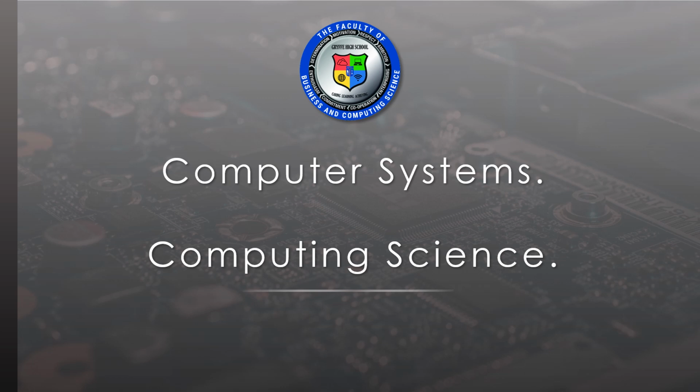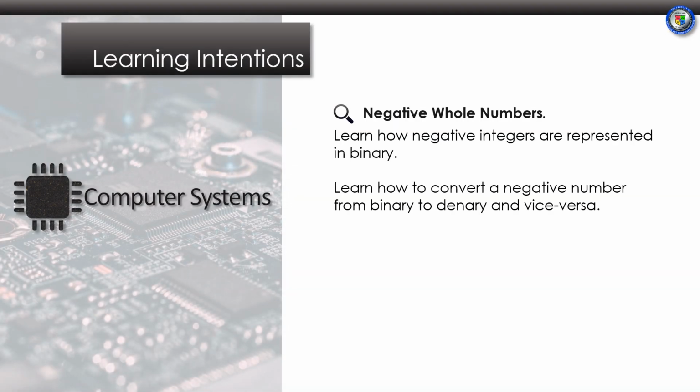Welcome to the Computer Systems unit of our Higher Computing Science course. The first topic area we will look at in this unit is data representation. This is how the computer stores and represents numbers, text and images.